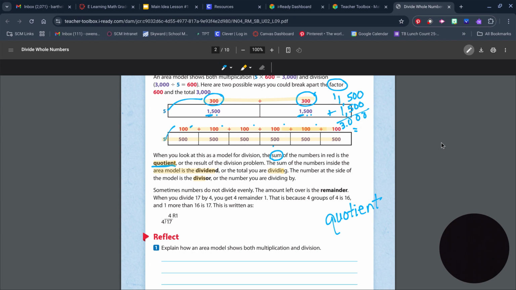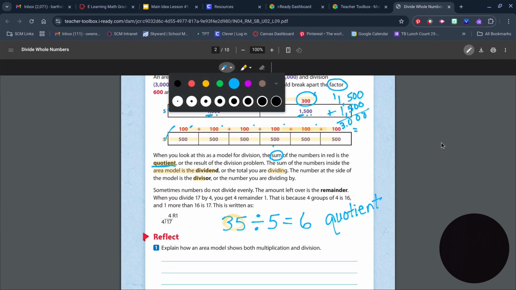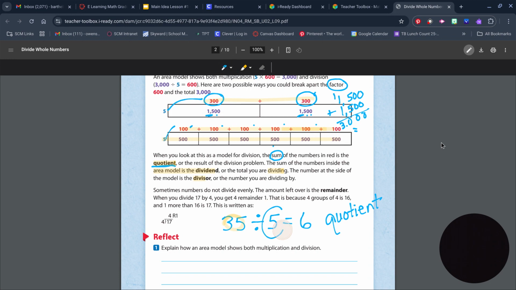Okay, so let me back that up. Let me show you what that looks like. 35 cut up into 5 equals 6. Okay, the total number is going to be your dividend, your big number. It's the number you're cutting up. The divisor is going to be the number you're cutting it up into, how many groups.